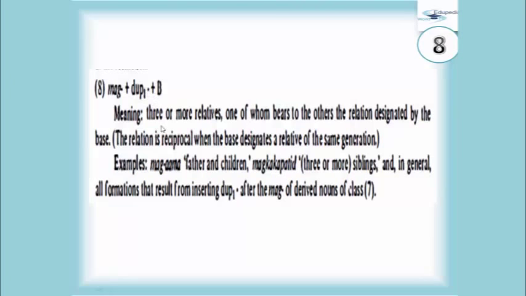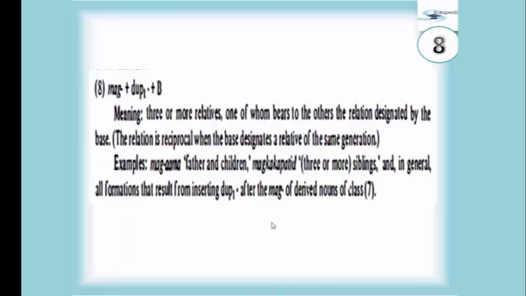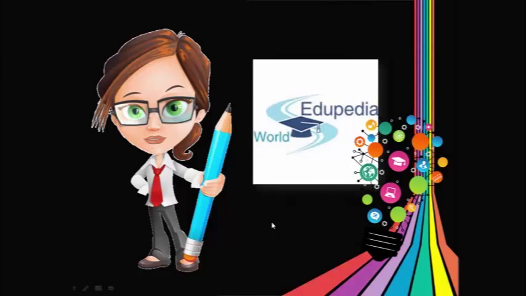meaning there are more relatives, one of whom bears to the others the relation designated by the base. For example, mag-aama, father and child, magkakapatid, three or more siblings, and in general, all formations that result from inserting dup 1 after the mag of derived nouns of the class 7. So that is the first 8 formations.